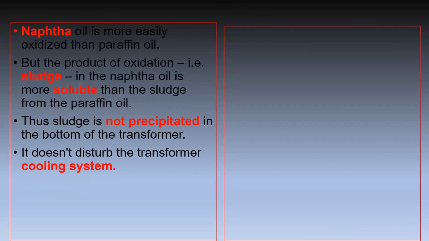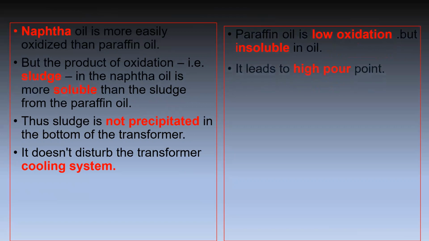Next difference we are going to see about the paraffin oil. This has low oxidation, but even though it is a low oxidation, the sludge which is formed is insoluble in oil. So when it is insoluble in oil, that becomes an obstruction for the cooling system, and it will get precipitated at the bottom of the transformer without dissolving. So this leads to a high pour point.